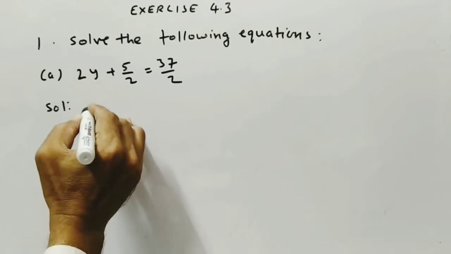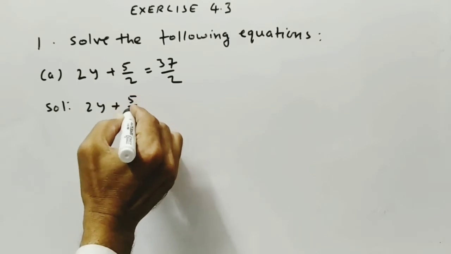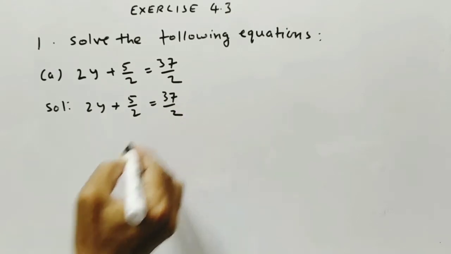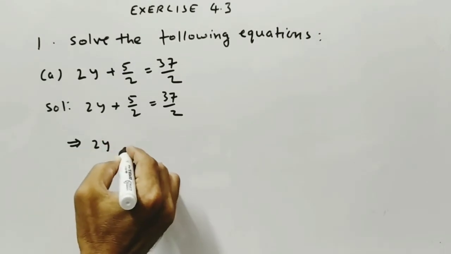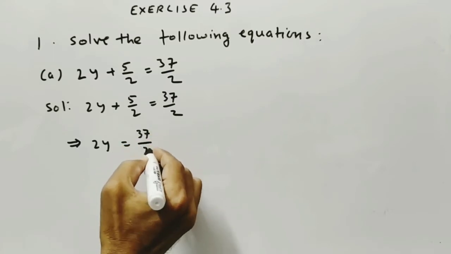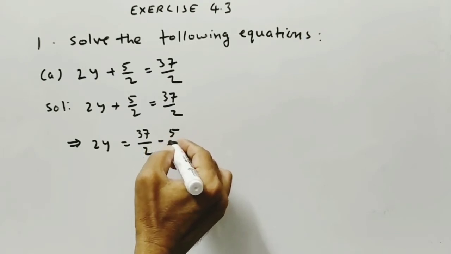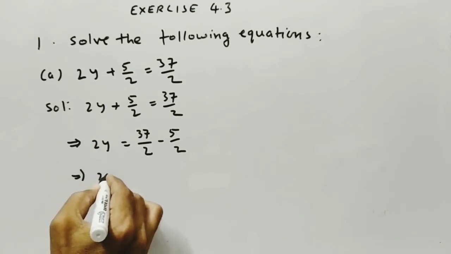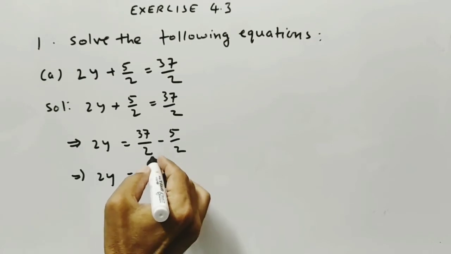Solution. Let us take the given equation: 2y plus 5/2 is equal to 37/2. This implies 2y is equal to 37/2, and 5/2 shifts to the right side, that is minus 5/2. This implies 2y is equal to, what is the LCM? 2.